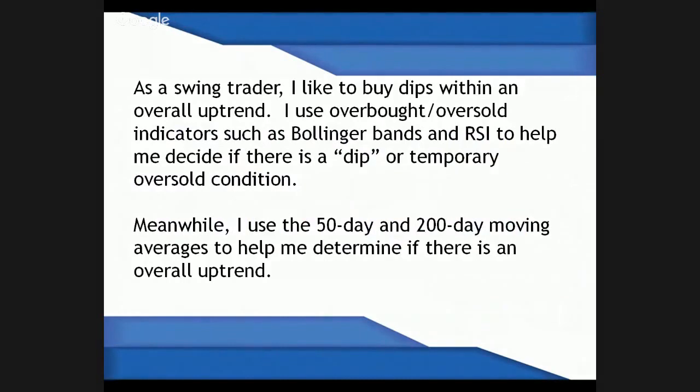As a swing trader, I like to buy dips within an overall uptrend. I use overbought, oversold indicators such as Bollinger Bands and RSI to help me decide if there is a dip or temporary oversold condition. Meanwhile, I use the 50-day and 200-day moving averages to help me determine if there is an overall uptrend.